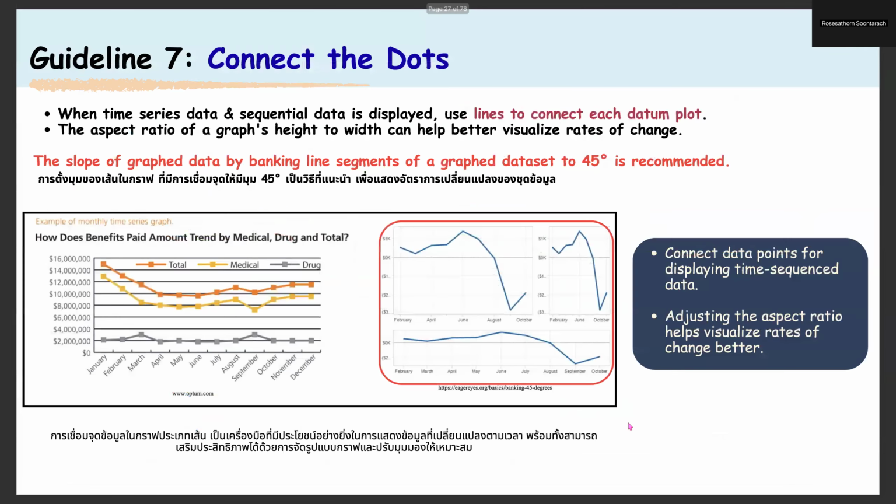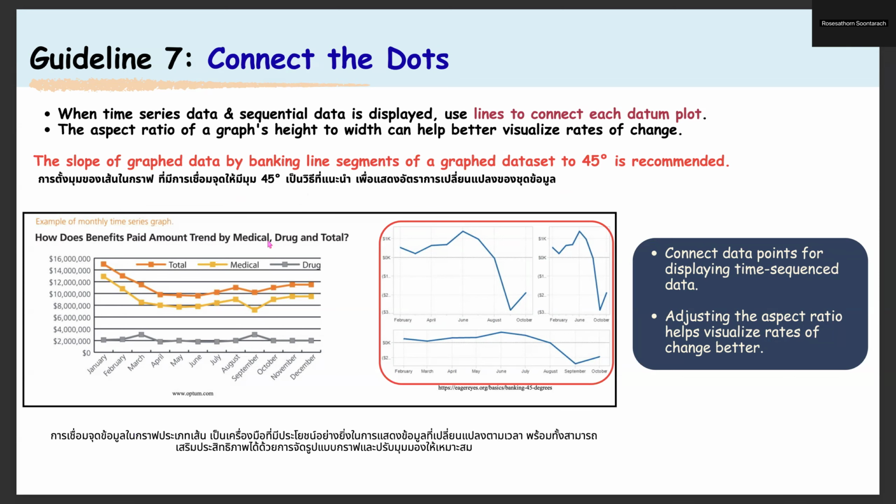And next, connect the dots. When time series data, sequential data is displayed, you need to use lines to connect each dot. The aspect ratio of graph height and width can help better visualize rates of change. The slope of graph data by banking line segments of a graph to 45 degrees is recommended.